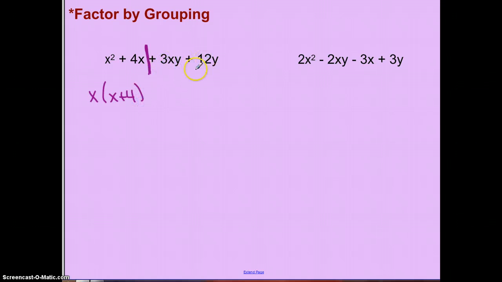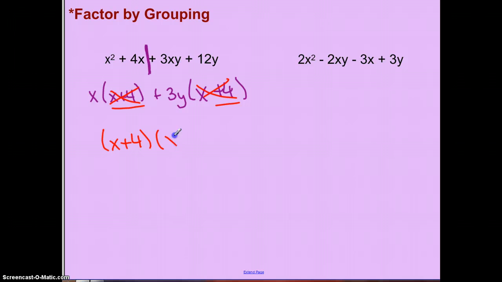And then over here, for 3xy plus 12y, my greatest common factor would be 3y, and that leaves me an x plus 4. Now if we did it right, we should end up with the exact same matching pair of parentheses. So that's one of our binomials. And once we get rid of that, the stuff that's left over on the outside is our other binomial.